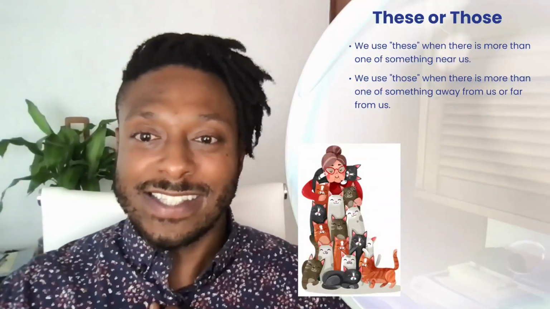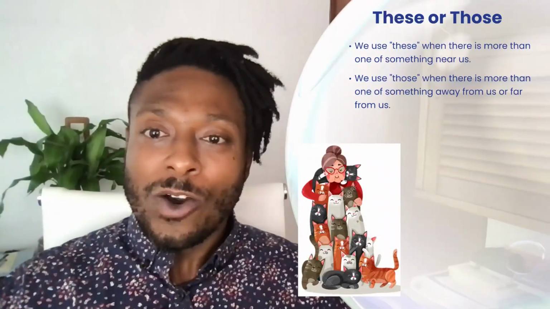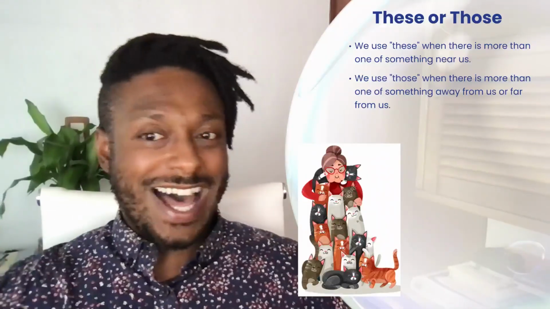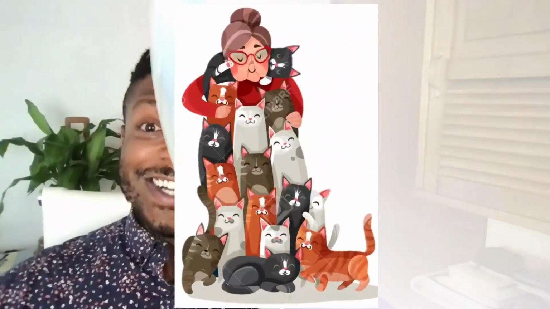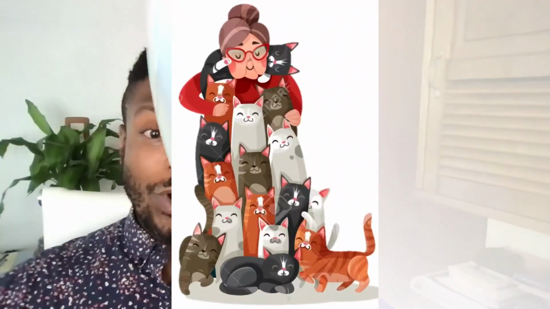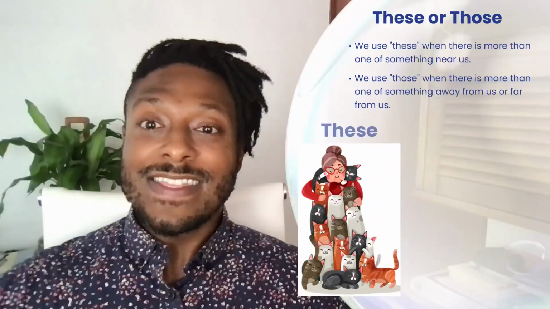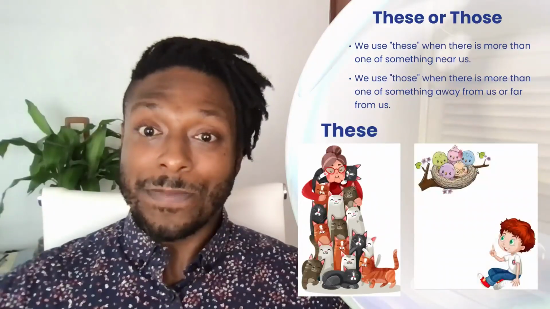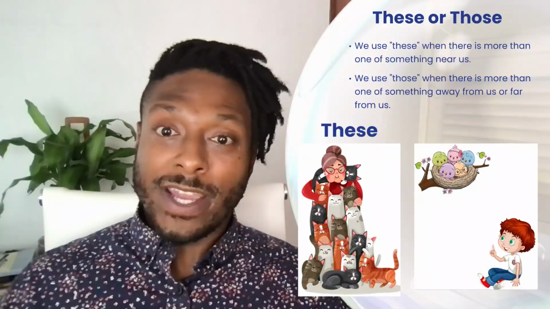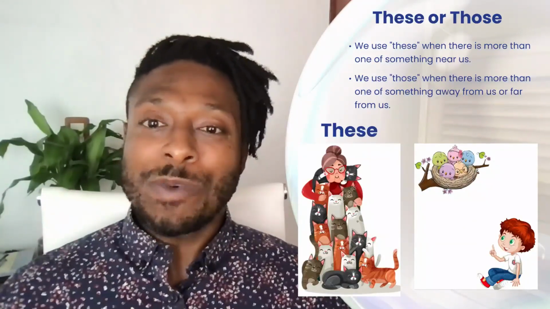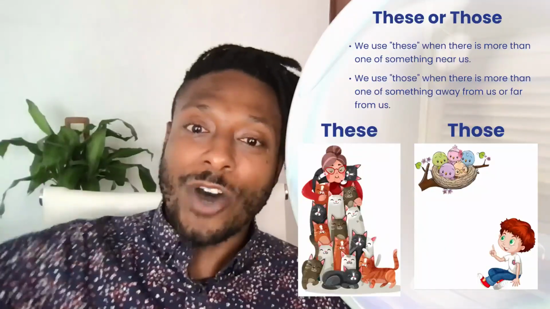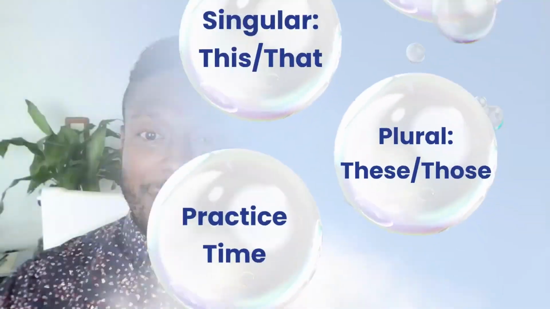So let's look at this example. Here we see a lady with lots of cats. Are the cats near her? Yes, they are. So we would use the word these. These are her cats. Now look at the boy and the birds. Are the birds near the boy? No. So we would say those birds.